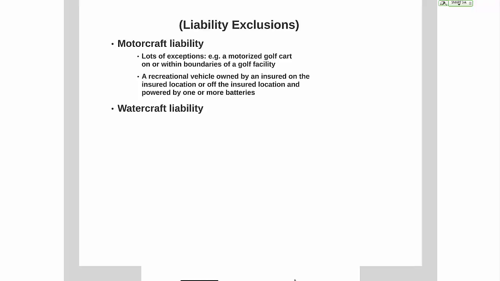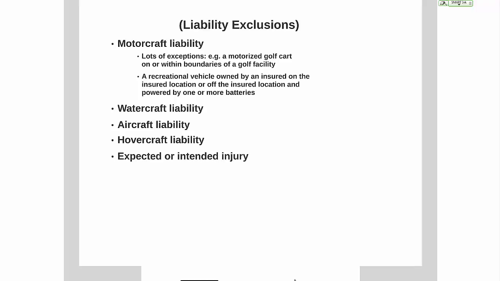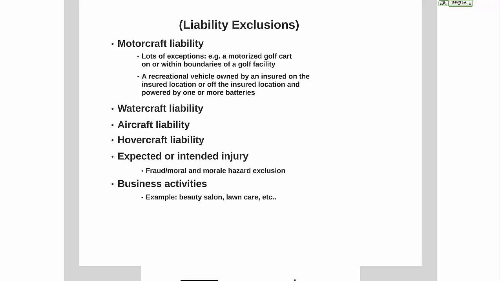Then, watercraft liability and aircraft liability and hovercraft liability. Also, expected or intended injury. So this is trying to not cover losses that are not fortuitous or beyond the control of the insured, and also to reduce moral and morale hazard. And business activities are excluded. Remember, though, that certain business activities are still covered, but liabilities resulting from the operation of a beauty salon or a lawn care service would not be covered.